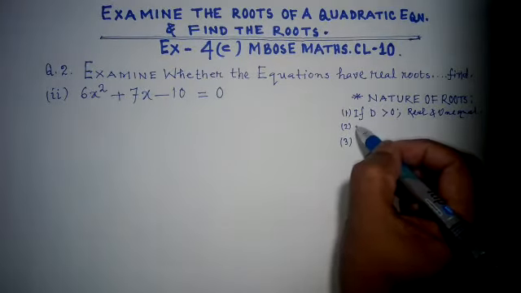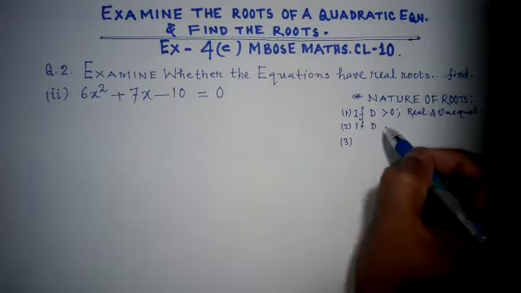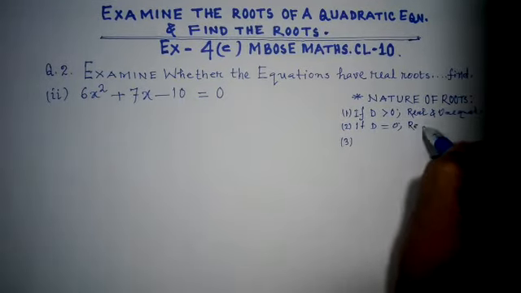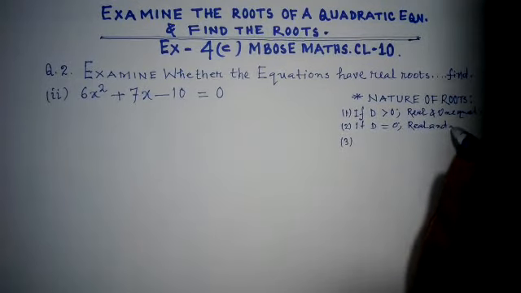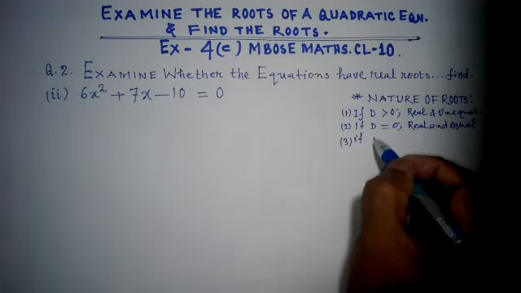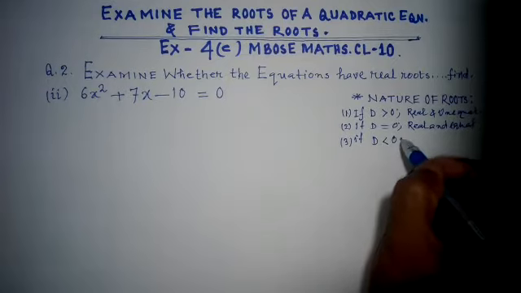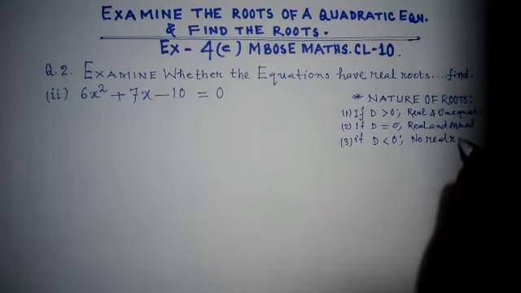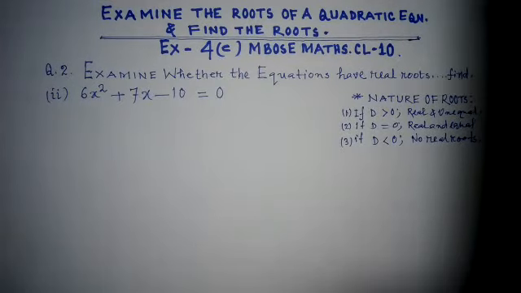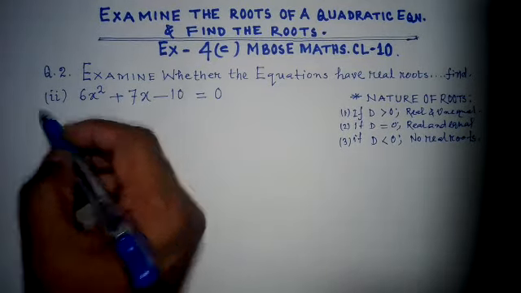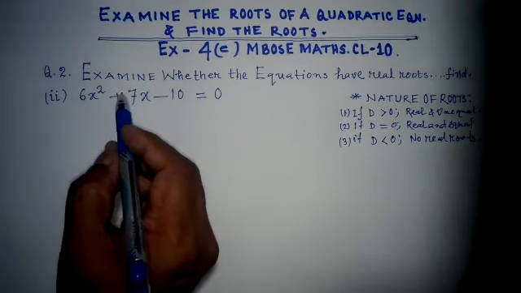And point 2, if D is equal to 0, in that case the two values of x will be real and equal. And in case D is less than 0, the equation has no real roots. And if there are no real roots, we don't need to find the roots. So let us examine question number 2 to see whether it has real roots or not.